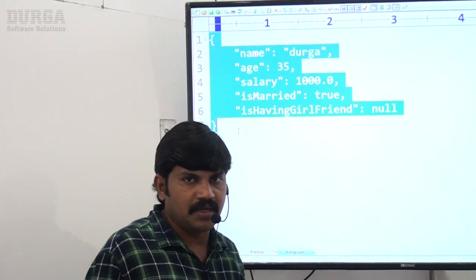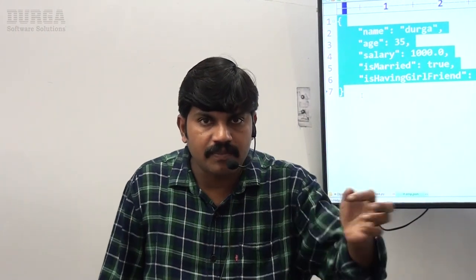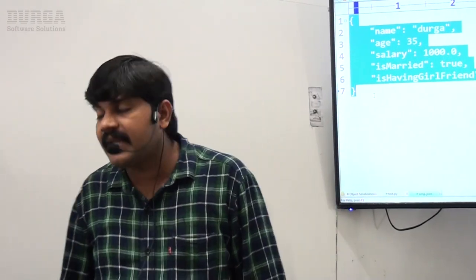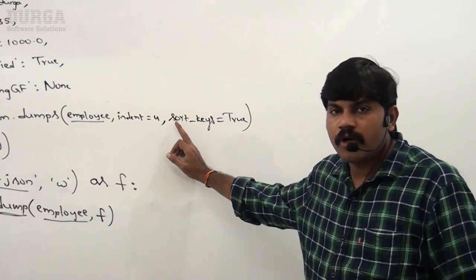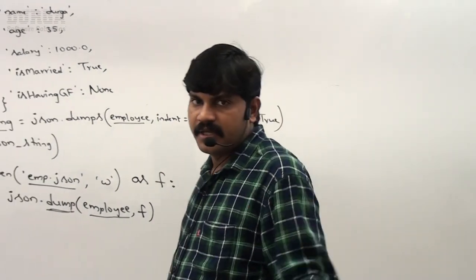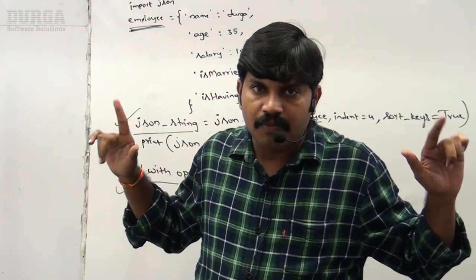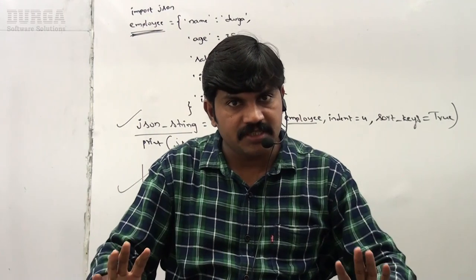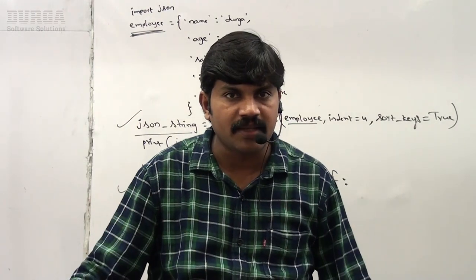How can you do that? Are you in a position to understand how you can serialize a Python dict object to a JSON string? How can you serialize a Python dict object to a JSON file? The dump function, how you can use it. If you want indentation, indent. If you want sorting, sort_keys equal to true. These options we require to use. Any doubt about this? Now you are in a position to convert a Python dict object to JSON, either a JSON string or to a file. Any doubt?